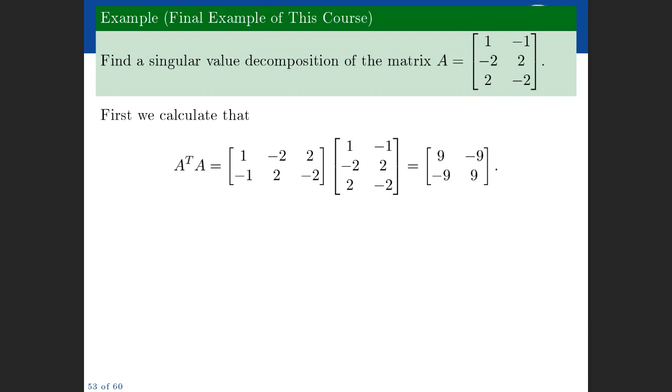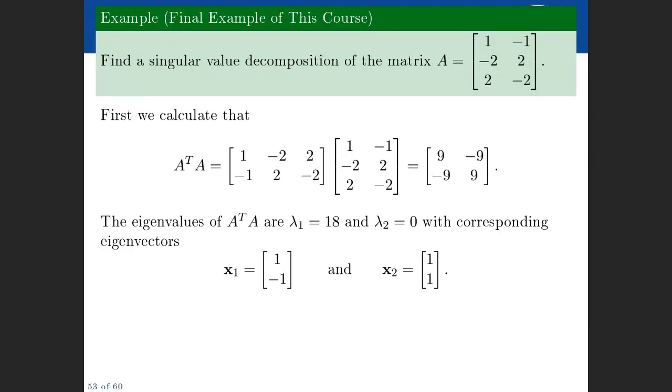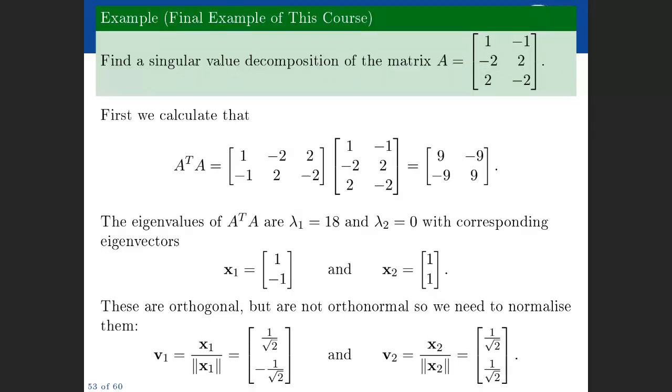We need to find the eigenvalues of this and corresponding eigenvectors. So again, check for me that the eigenvalues of A transpose A are 18 and 0. Biggest one first, smallest one second. And corresponding eigenvectors are 1, minus 1, and 1, 1. These are orthogonal, but they're not orthonormal. So we need to normalize them. Divide each eigenvector by its norm to find V1 and V2.